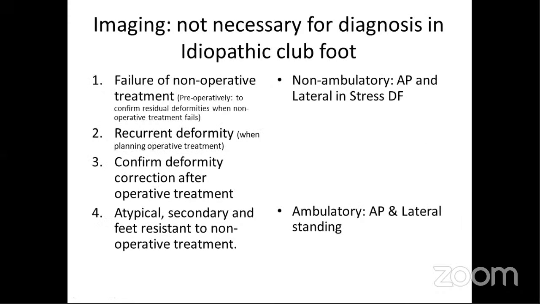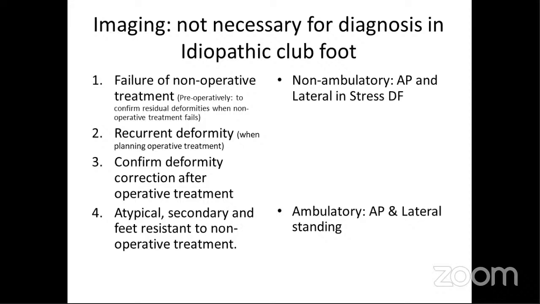Now, as far as imaging is concerned, imaging is not necessary for making a diagnosis in a case of idiopathic club foot, right? Imaging is done only in special conditions, right? One of the conditions is failure of a non-operative treatment, right? When the non-operative or conservative treatment has failed, we want to do some operative intervention. And that is where you want to take an X-ray so that you confirm the residual deformity and its magnitude. Second, a recurrent deformity, right? Again, before planning the operative management.